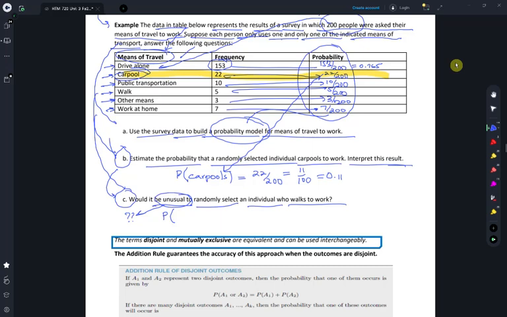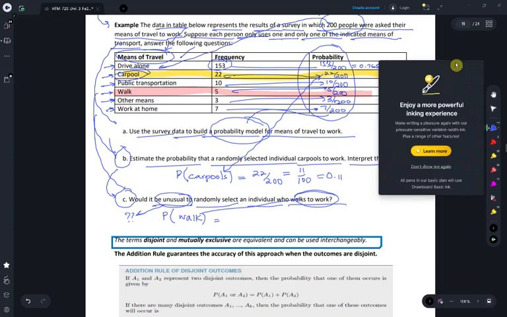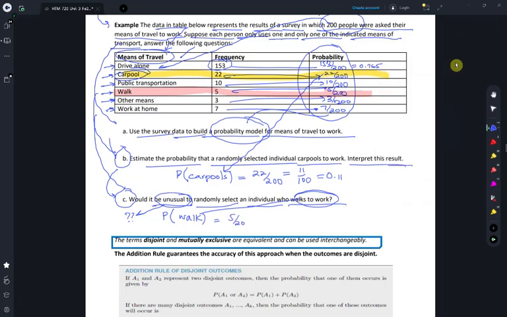So if it happens rarely, then it becomes unusual, surprising, extreme. If it occurs often, then we say it's not unusual, it's just typical. So let us consider the probability of those who walk to work. Of those who walk, this is 5 over 200, which is the same as 0.025. Is this too small? This represents about 2.5% of the time.